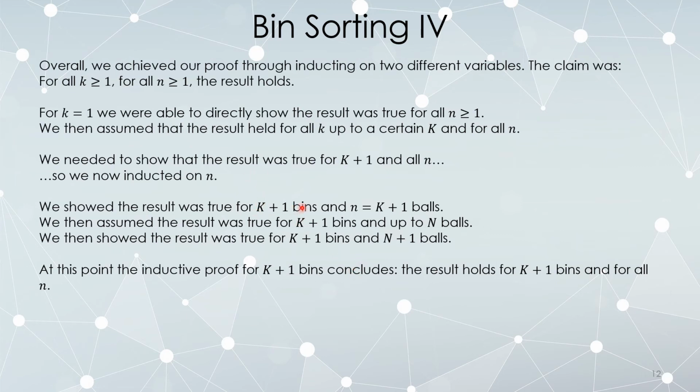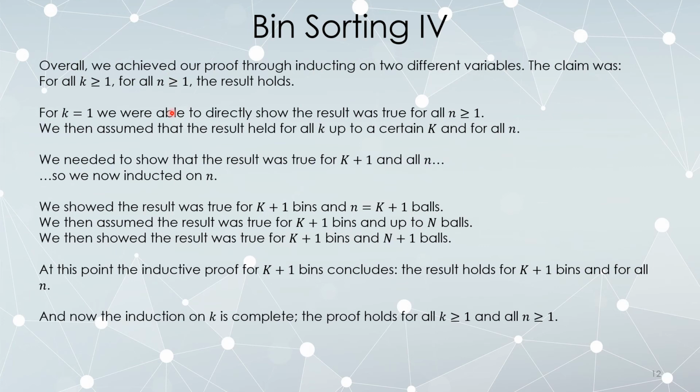We successfully did a separate inductive proof of k plus 1 bins and any number of balls. So having assumed k bins and any number of balls, we showed k plus 1 bins and any number of balls, which concludes a proof for all number of bins and all number of balls. So that's a double inductive proof. There were two variables. We inducted first on k, which then required a separate inductive proof for n for some specific choice of k. By the time we got here, we were saying there are k plus 1 bins, and that is not changing, and then we had to induct on the number of balls.